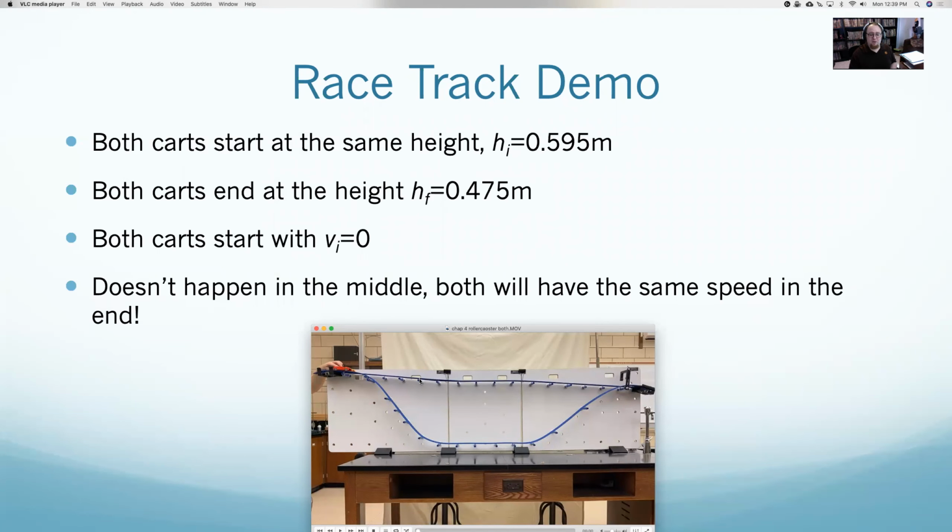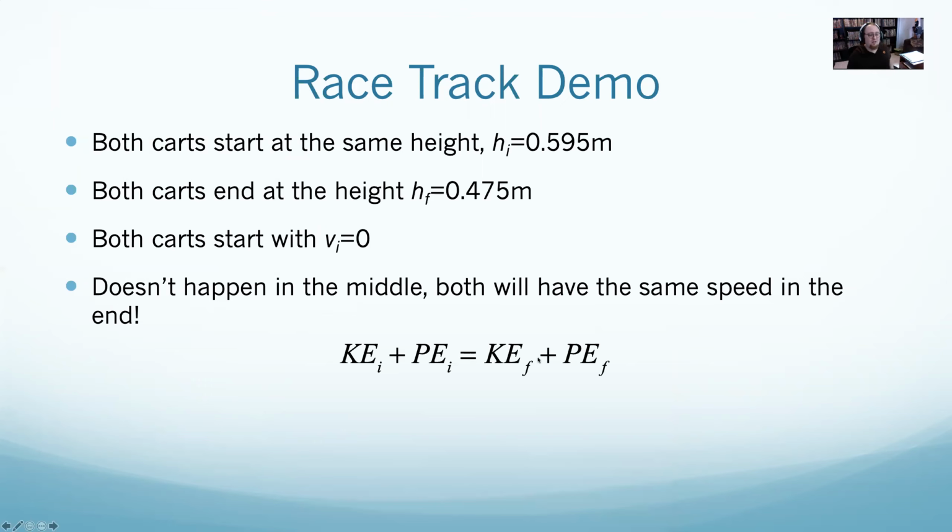And they both start with no initial velocity. I just hold them there and let go. So the initial velocity is 0. At all points they have the same energy. But more importantly, when they hit that photo gate, I should know their velocity, because at all points energy is conserved. Kinetic plus potential initial equals kinetic plus potential final. They started at rest, so V initial was 0, and this term right here disappears because it's 0.